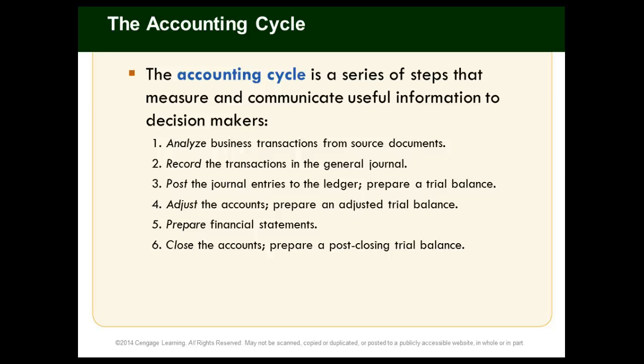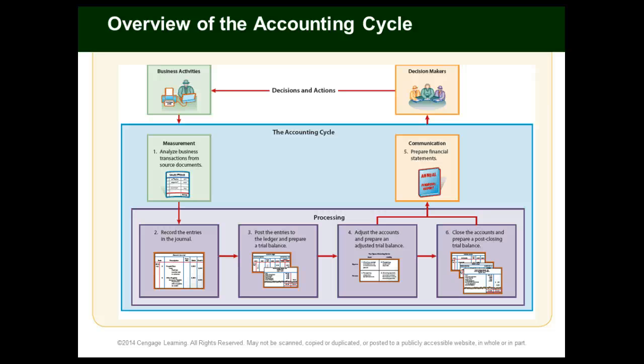We're going to always analyze transactions. We're going to record them. We're going to post them. We're going to prepare a trial balance. We're going to create some adjusting entries that we haven't talked about yet. Prepare an adjusted trial balance. Then we prepare financial statements and close out accounts. This happens over and over again. So let's talk about how this works.